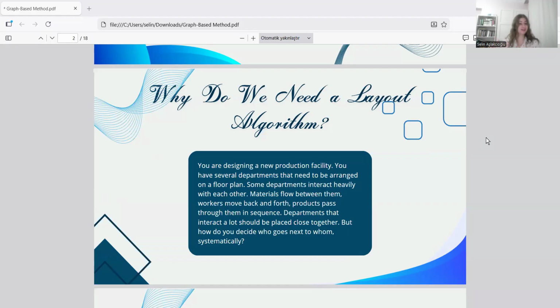Departments that interact a lot should be placed close together, right? Naturally. But how do we decide who goes next to whom systematically? We need a system for this.